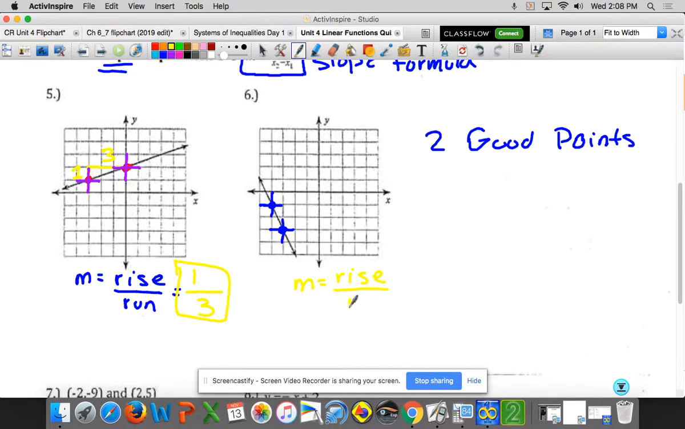rise over run. So now, with this one, if we start from going left to right, we can run 1. So therefore, 1's going to go on the bottom, and we're going to have to go down 2. So since we go down, it's got to be a -2 because we are going down the y-axis. So it's got to be a negative. And then -2 over 1, if we were to reduce that, it would be -2.